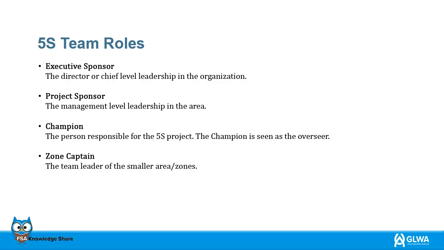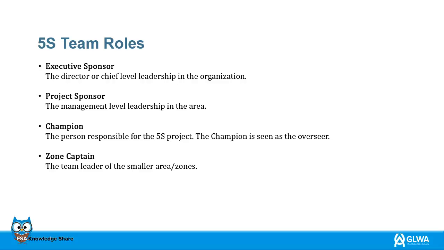What are the 5S team roles within GLWA? There are 4 main roles when executing a 5S project. These roles are: Executive Sponsor, the director or chief level leadership in the organization. Reporting directly to the CEO, Sue McCormick.